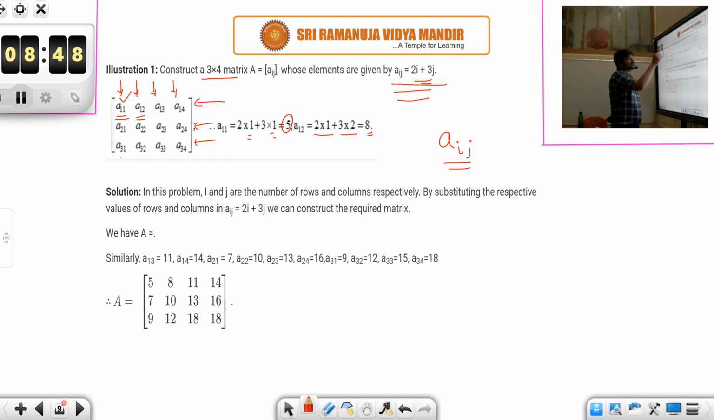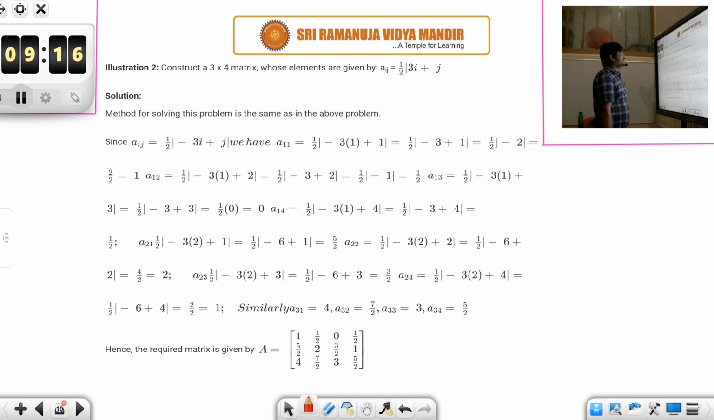So in this way, students, you could calculate all the respective elements. So just use the relation Aij is equal to 2i plus 3j. To calculate each and every element, use the corresponding row number and the column number. Each element is expressed in terms of its corresponding row and column number, so you will be able to evaluate this. So similarly, calculate the rest of the elements. You will be getting this matrix as your final answer.